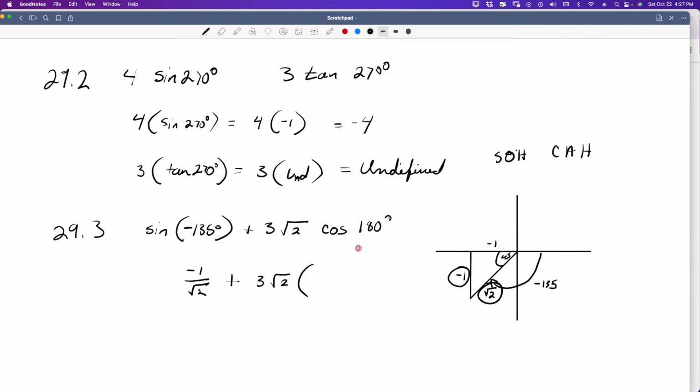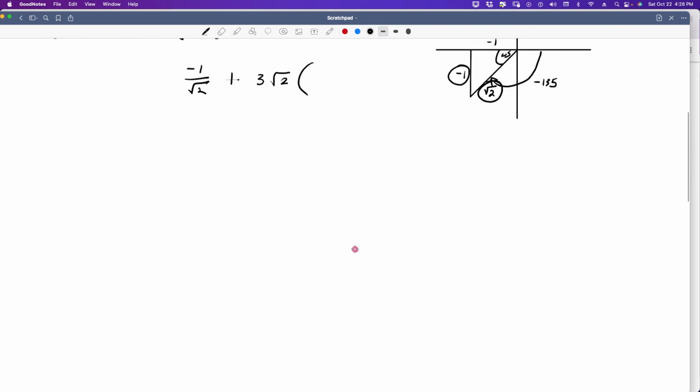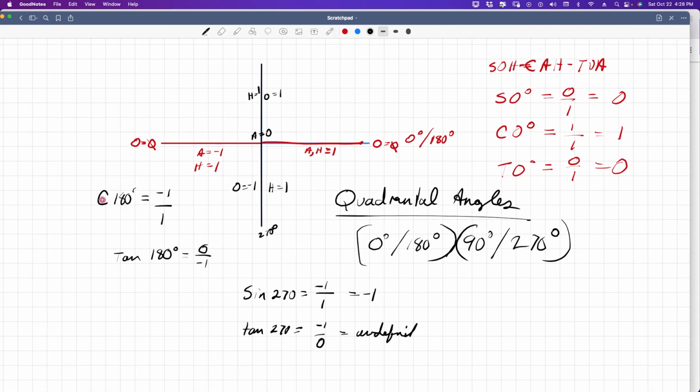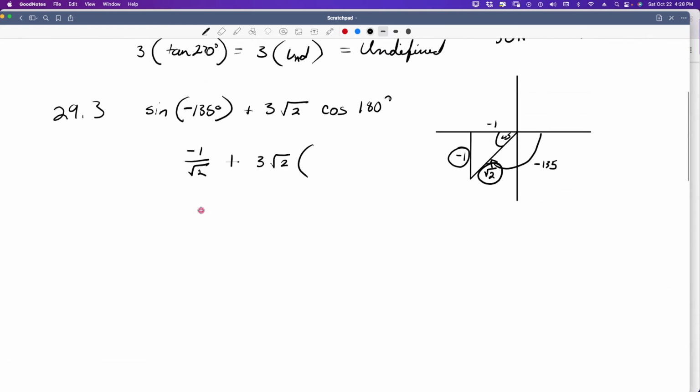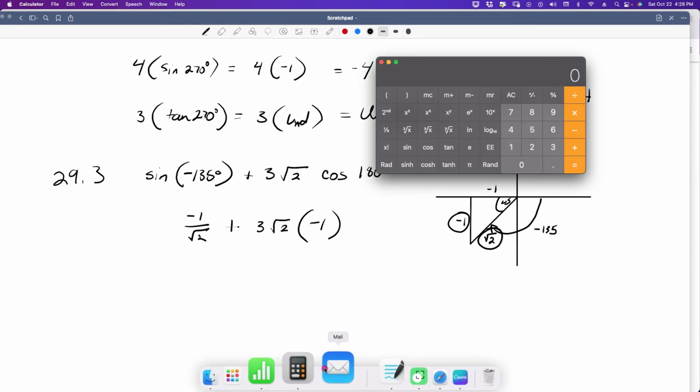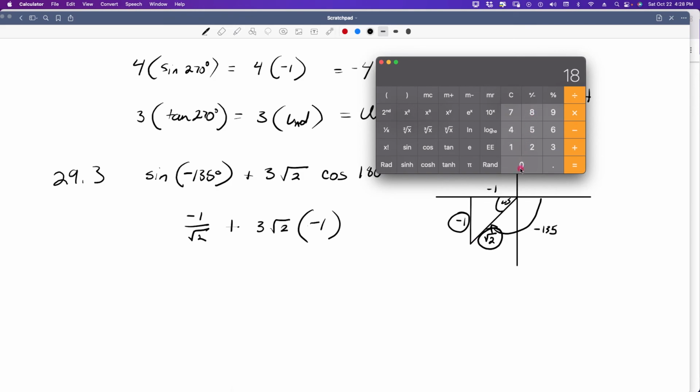Now I got to find the cosine of 180 degrees. So I'm going to just go back down here. I've already figured that out. The cosine of 180 is negative 1 over 1, which is equal to a negative 1. So 3 times the square root of 2 is going to be times the cosine of 180, which is a negative 1. I can double check that on my calculator by typing in 180 cosine, negative 1. Okay, so I got that right.